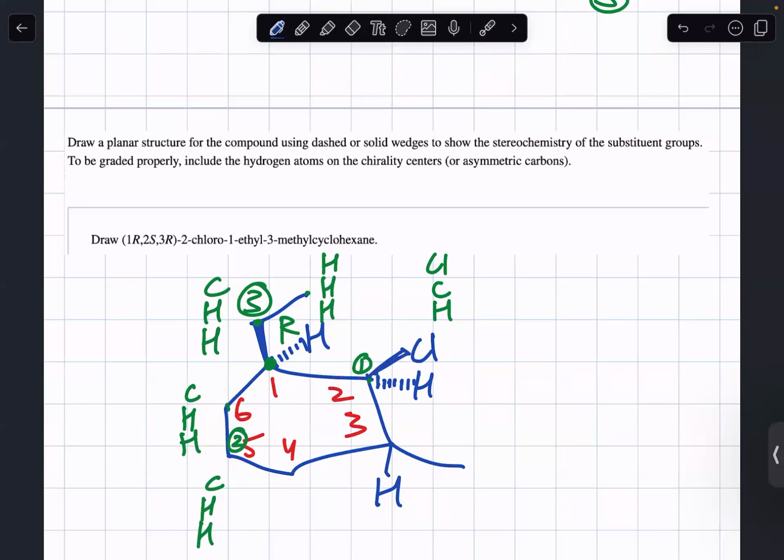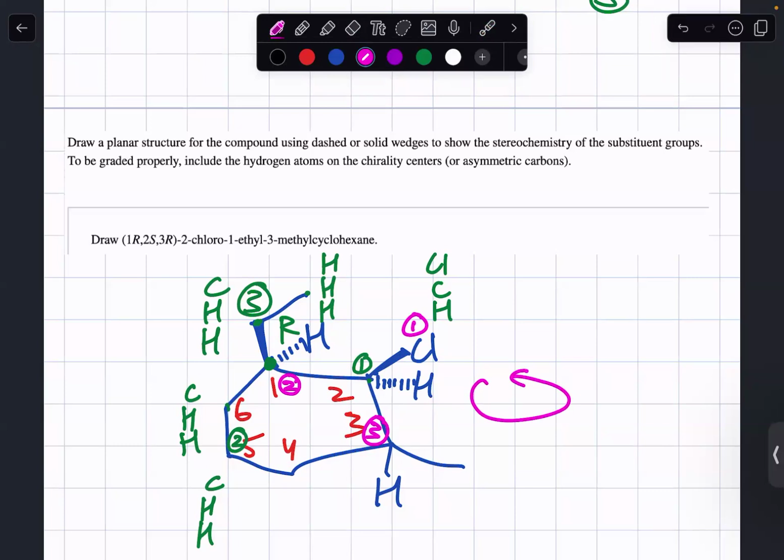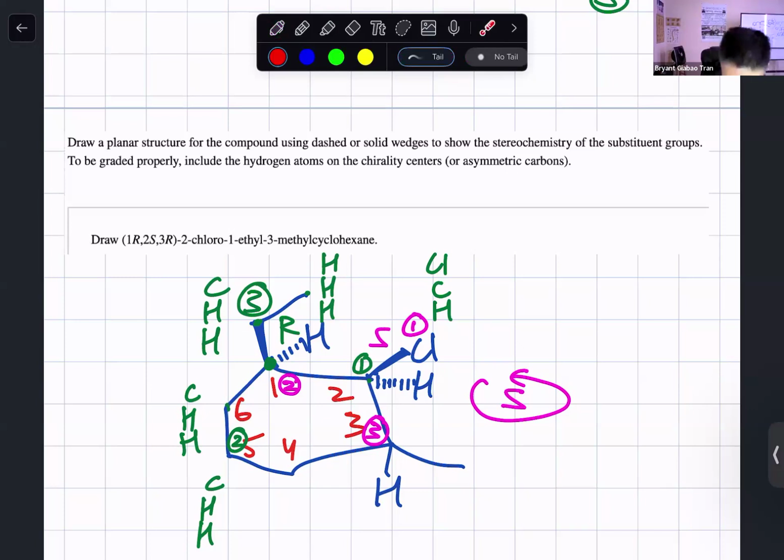The chlorine would be 1. Then the next one would be 2, and 3 would be the other one, this way. So that would be S, and 2 should be S. Yep, so it's working out as we want it to be. So we don't have to flip it. We don't have to make the hydrogen a wedge. We don't have to make the chlorine a dash. Okay, that's good.